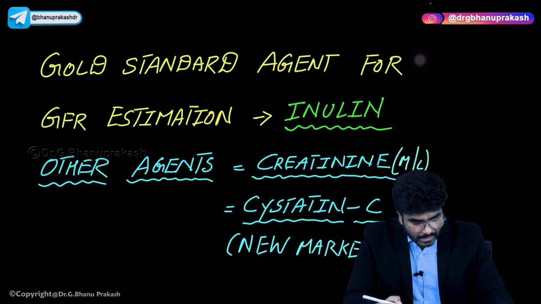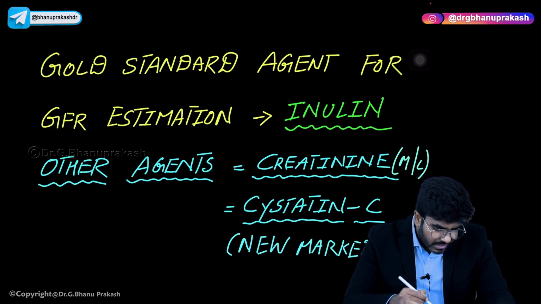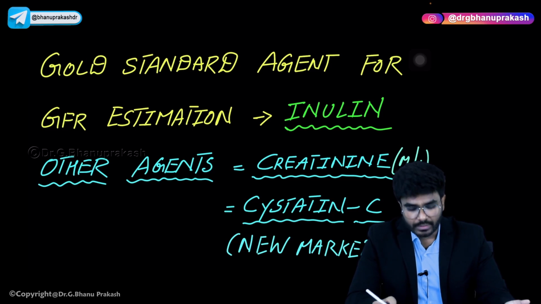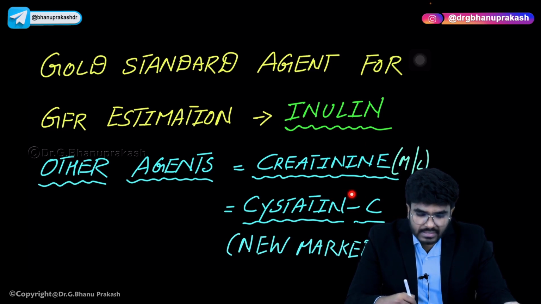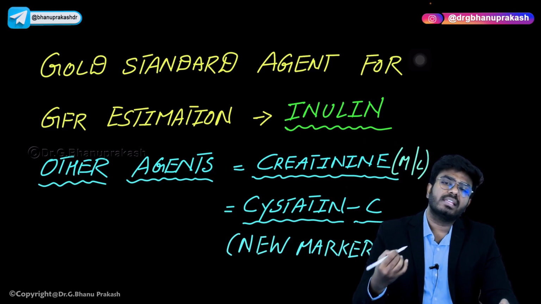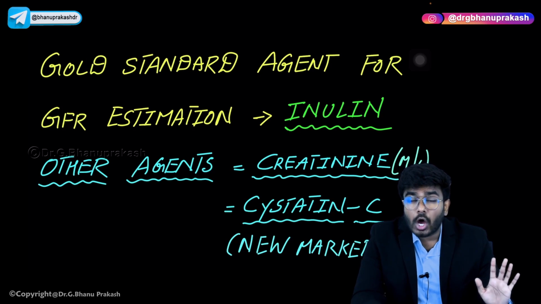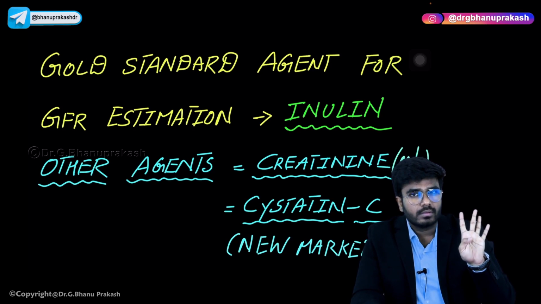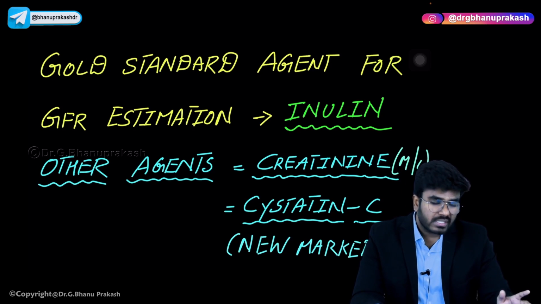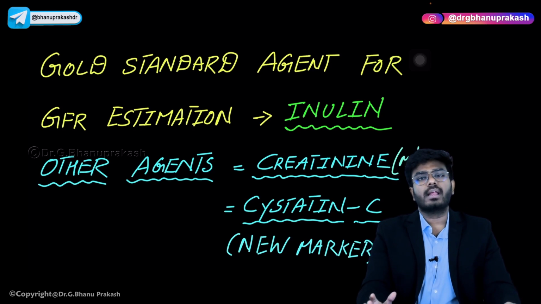We have already seen. Now what is the gold standard agent for GFR estimation? It is the inulin. So inulin is the gold standard marker, but apart from inulin, you can also use creatinine and cystatin C. Creatinine is the most common marker and cystatin C is the new marker. All these three, cystatin C, inulin, not insulin, inulin, and creatinine, by using these substances, you can measure GFR or clearance.